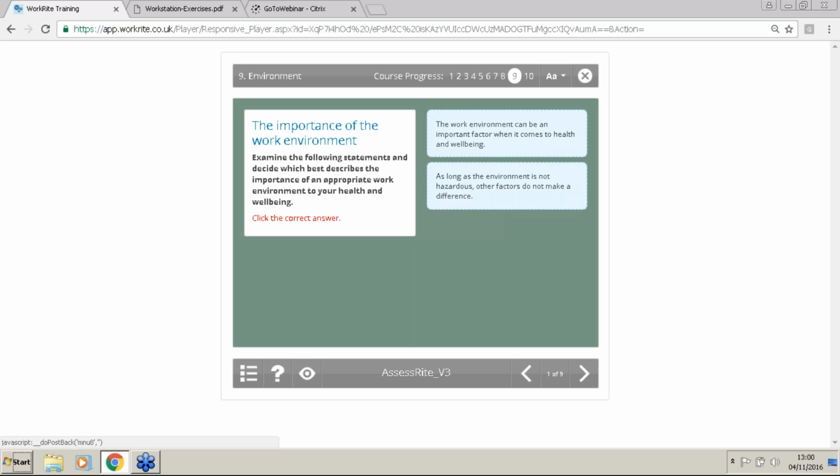An environment. Examine the following statements and decide which best describes the importance of an appropriate work environment to your health and well-being. The work environment can be an important factor when it comes to health and well-being. Or, as long as the environment's not hazardous, other factors don't really make a difference. Chris?